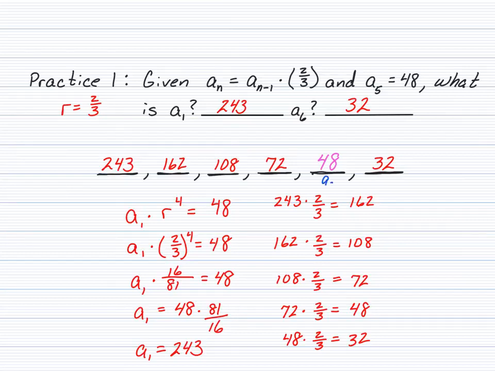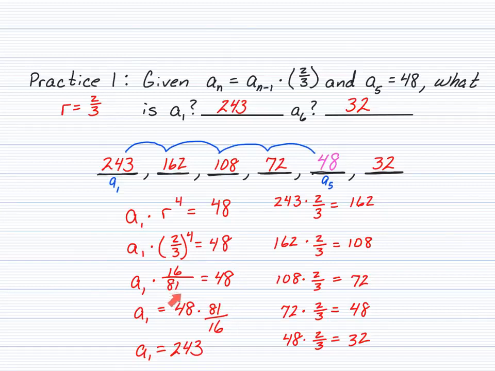And so a sub 5 is 48. We were trying to find the first term to start out, and if you multiply the first term by r once, twice, 3, 4 times, so that means a sub 1 times r to the 4th power would have to give us 48. We can plug in what the r value was, which is 2/3. And 2/3 to the 4th power would be 2 to the 4th, which is 16, over 3 to the 4th, which is 81.